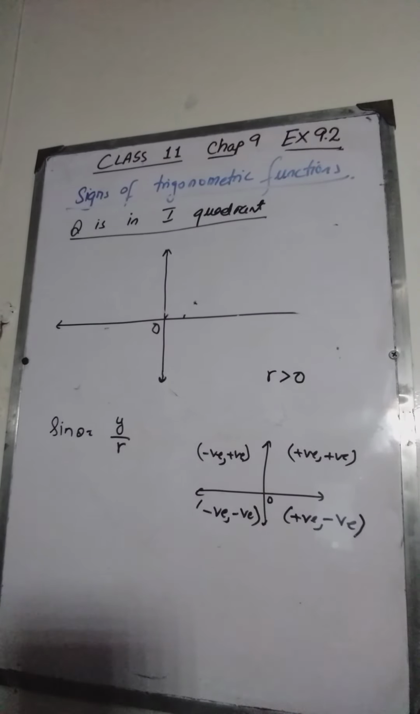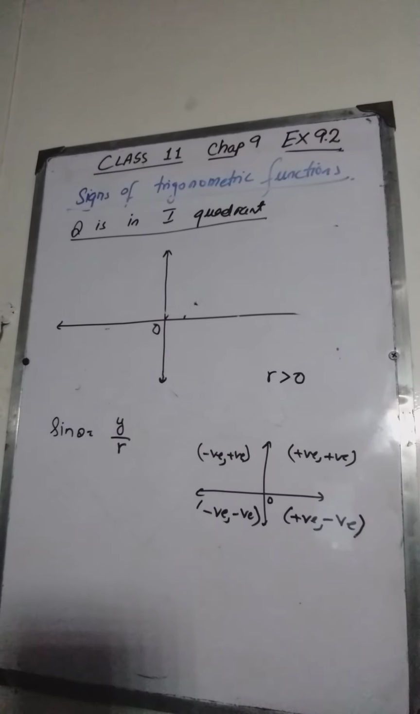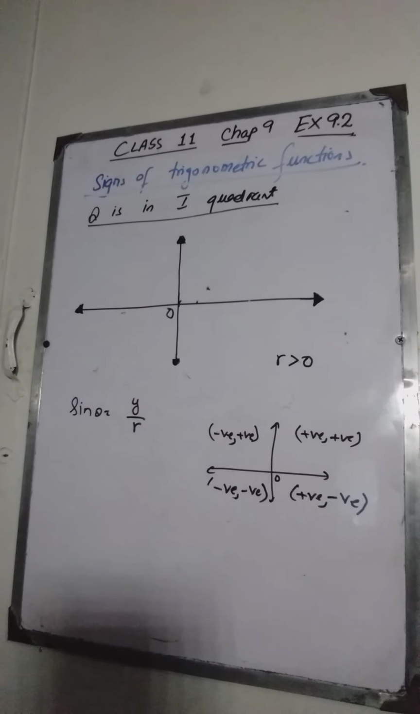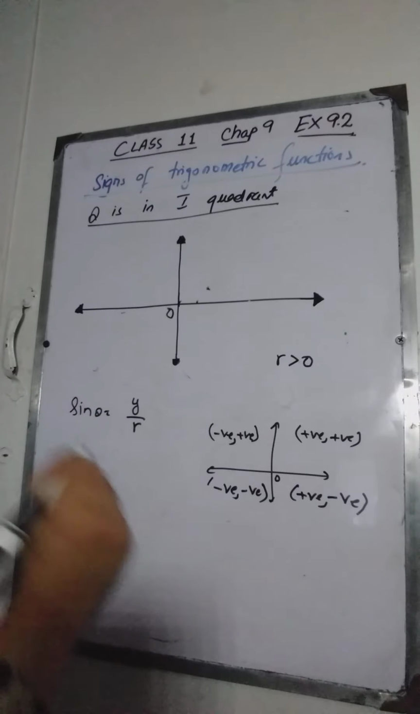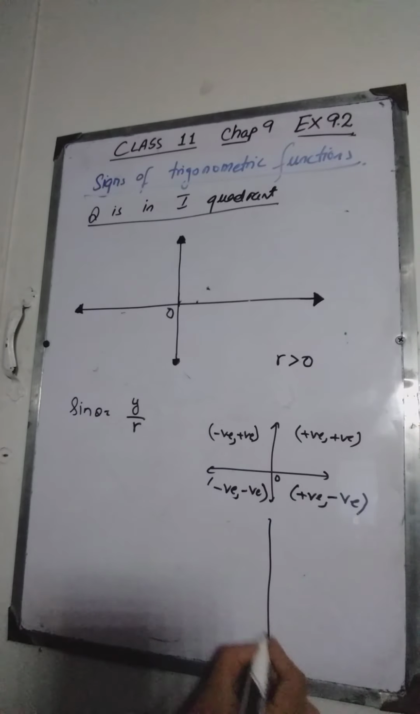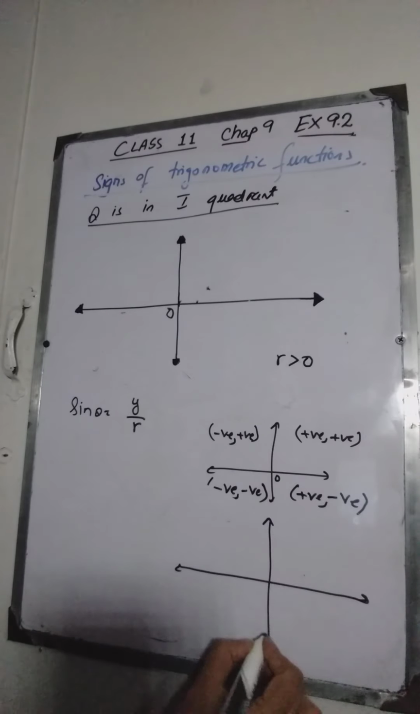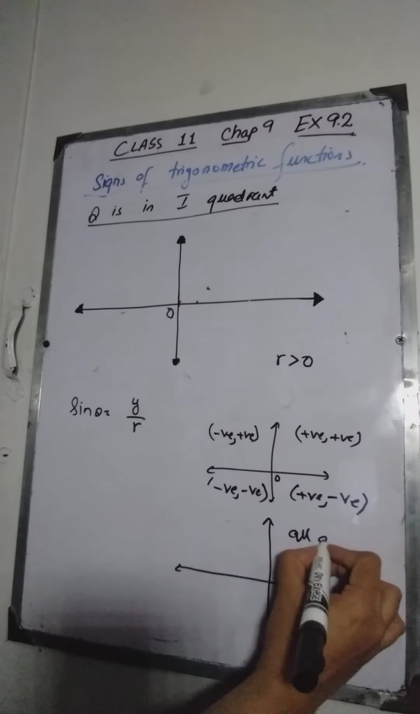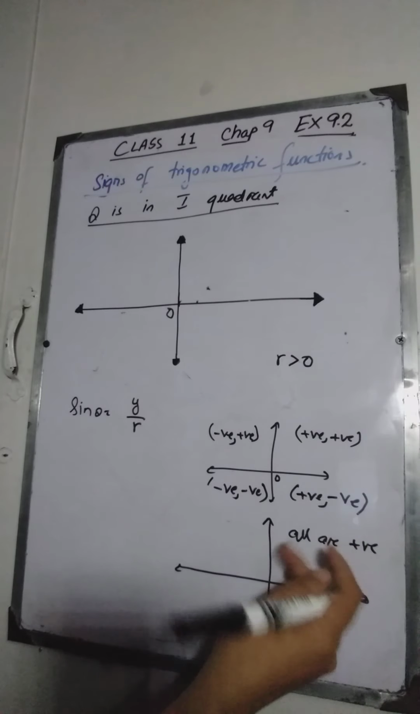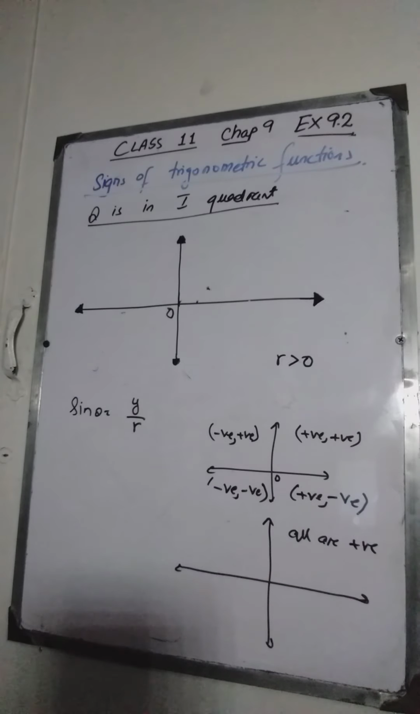So till now what we have learned is that if theta lies in the first quadrant, then all trigonometric ratios are positive. Let me note it down here. If theta lies in the first quadrant, all are positive. Sine theta, cos theta, tangent theta, secant, cosecant, and cotangent, all of them are positive.